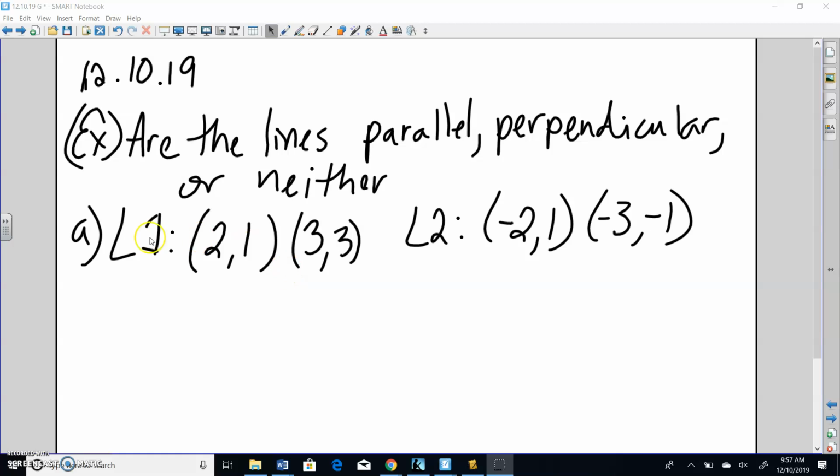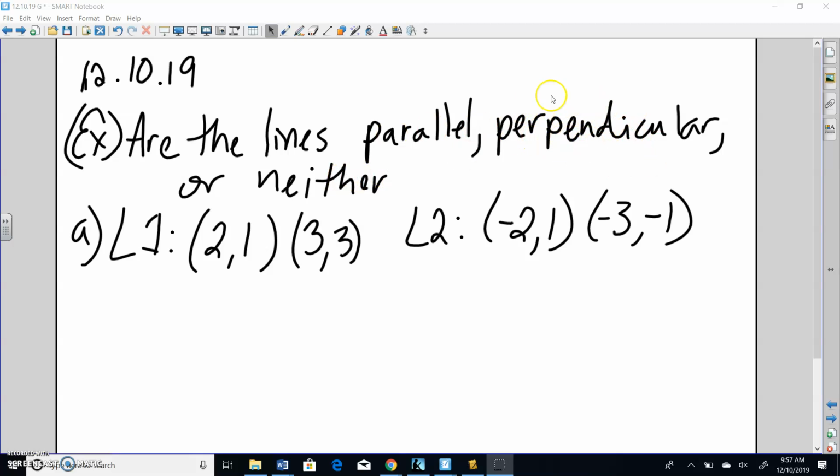Okay, so we're given these coordinates for line 1, these coordinates for line 2. We want to decide if they're parallel, perpendicular, or neither. So we're going to use slopes. What will tell us if the two lines are parallel? They would have the same slope. If they're parallel, they're going to have the same slope. So their slopes will be equal.